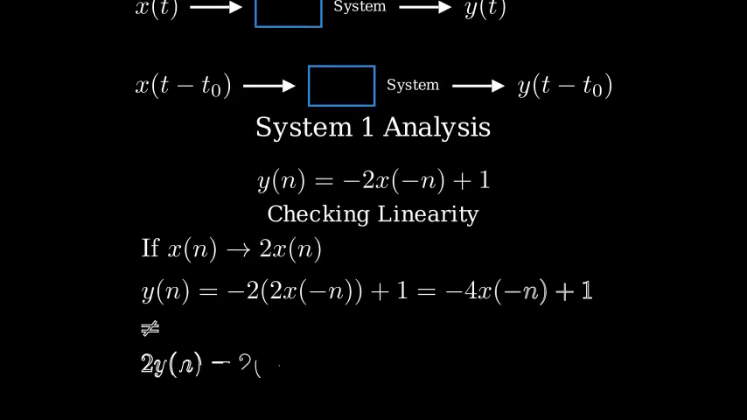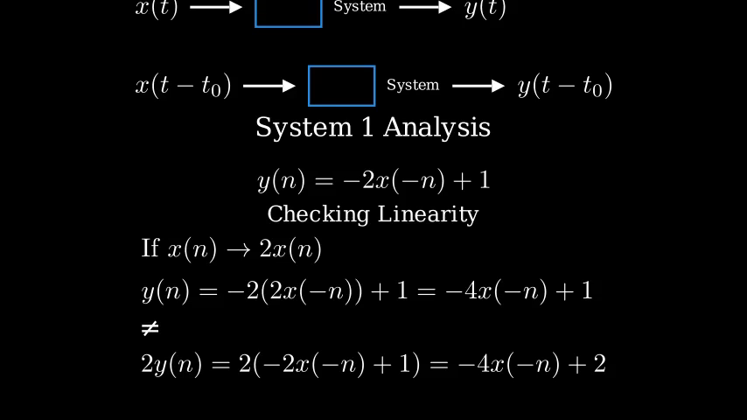For example, if we scale the input by a factor of 2, the output would be y of n equals -2 times 2x of -n plus 1, which equals -4 times x of -n plus 1. But scaling the output would give us 2 times y of n equals 2 times -2 times x of -n plus 1, which equals -4 times x of -n plus 2. These results are different, so homogeneity is violated.